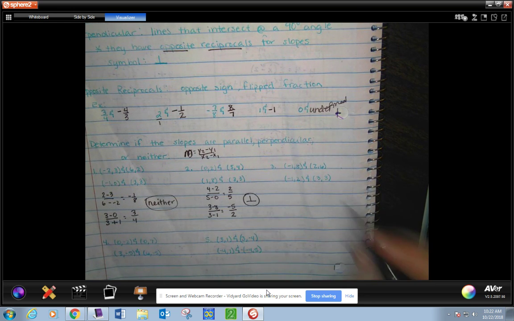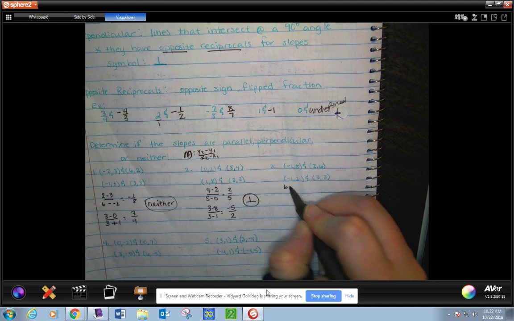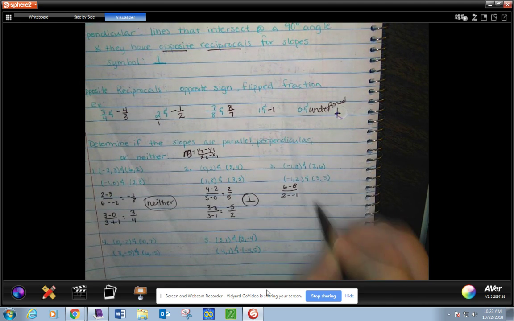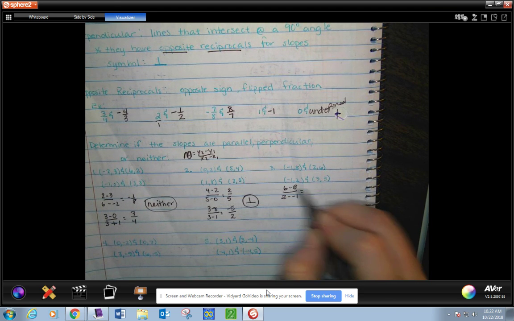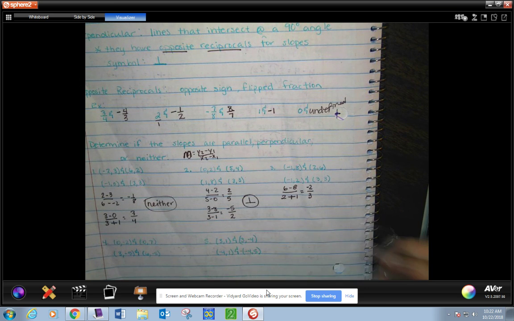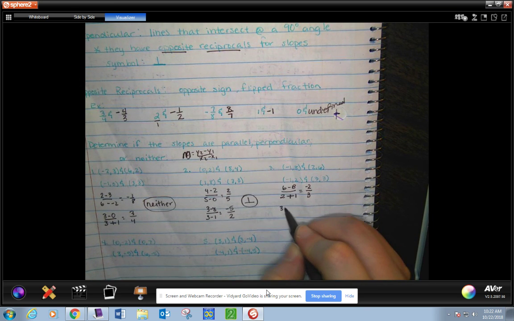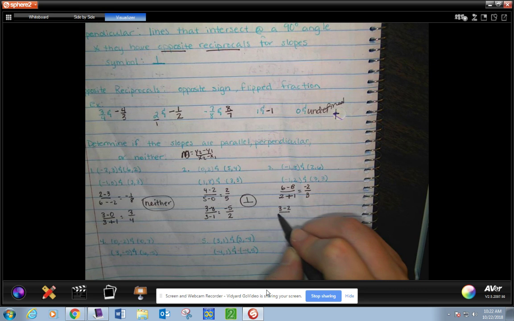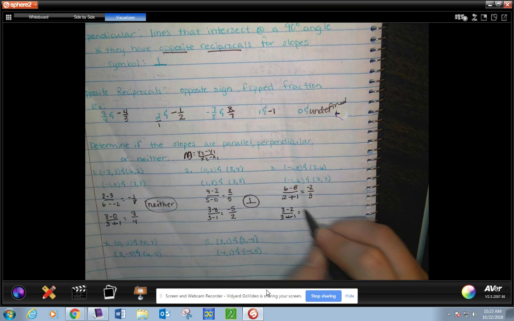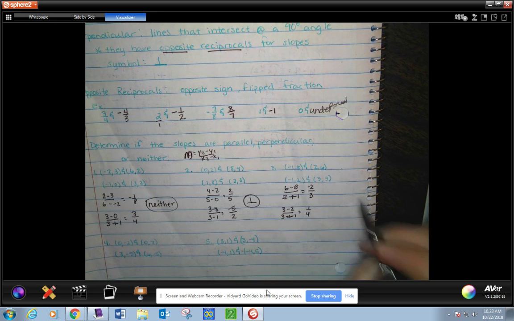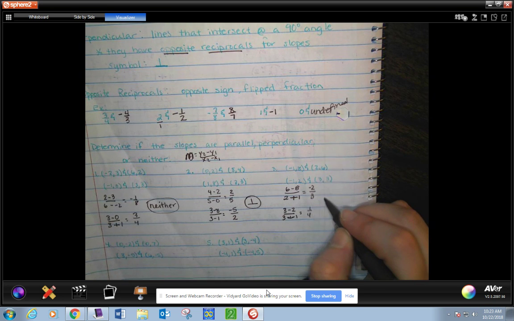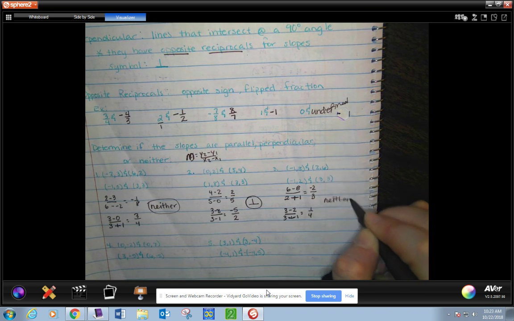For example 3, I'm going to do 6 minus 8 over 2 minus -1. Okay, that would be -2 over, and that becomes 3. For the next one, I have 3 minus 2 over 3 minus -1. Changing my double negative, that is 1 over 4. These are not the exact same, and they are not reciprocals. So again, this is a neither.